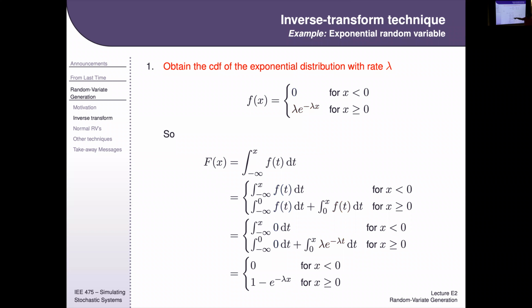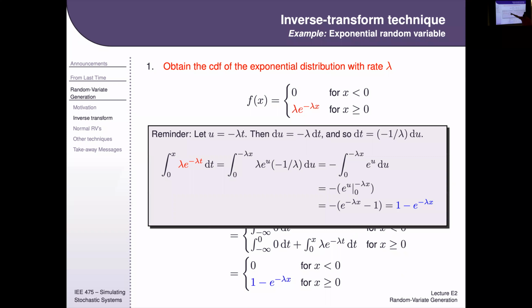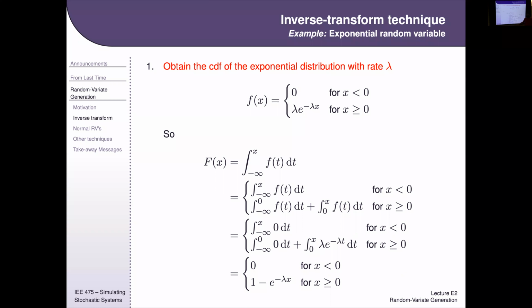So then I can do that. This integral is 0. This integral here happens to also be 0. And this integral is 1 minus e to the lambda x. And I think in the next slide, I have a little inset that, if you forgot how to take an integral of this, shows how to do that with some substitutions up here. But the main point is down here. So this is how you get from this piecewise PDF to this piecewise CDF.